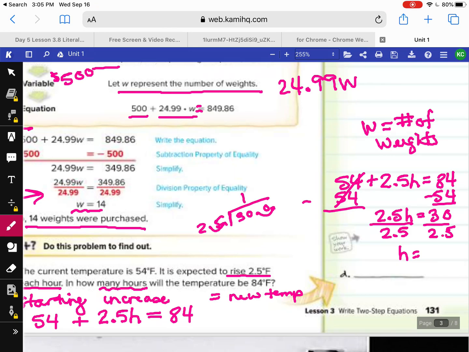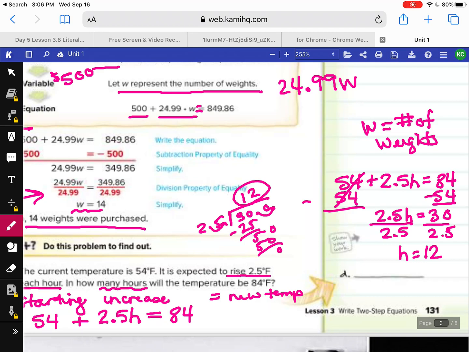How many 25s are in 30? Well, there's one. 30 minus 25 is 5. I bring down that 0. How many 25s are in 50? And there's 2. So there we see that I have 12 hours in which my temperature is going to rise from 54 degrees to get to 84 degrees Fahrenheit.